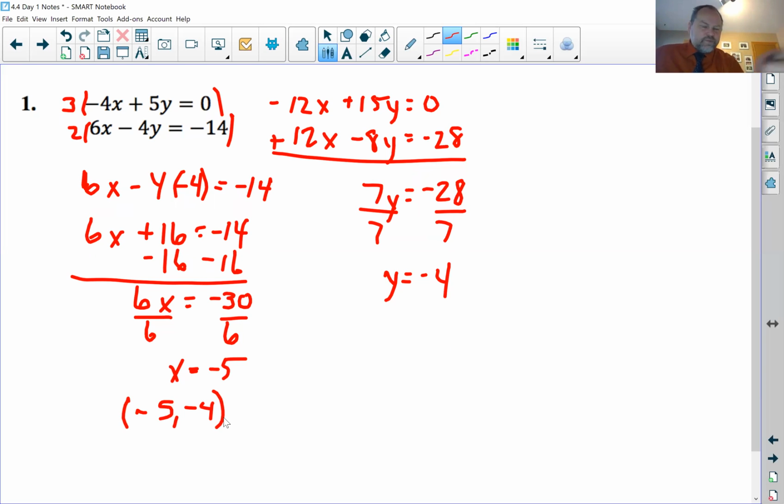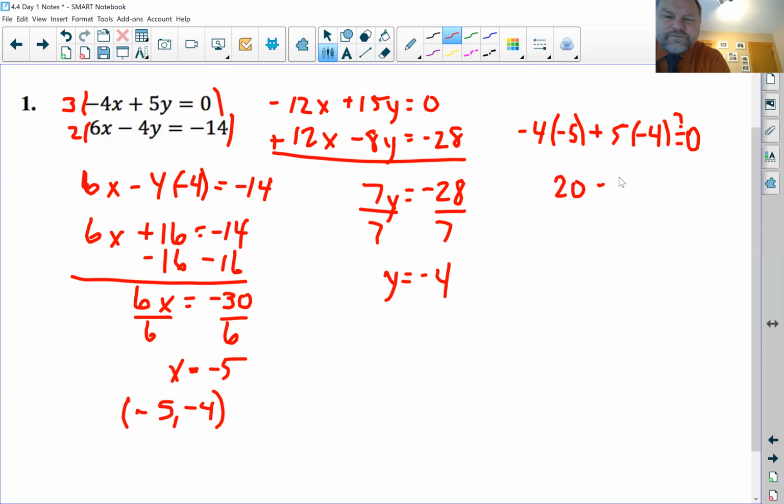And again, I'm going to plug into that first equation to double check. So negative 4 times negative 5 plus 5 times negative 4, does that equal 0? Negative 4 times negative 5, that's positive 20. 5 times negative 4 is minus 20. And 20 minus 20 is 0. That checks.